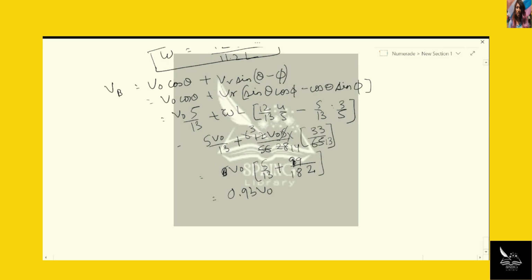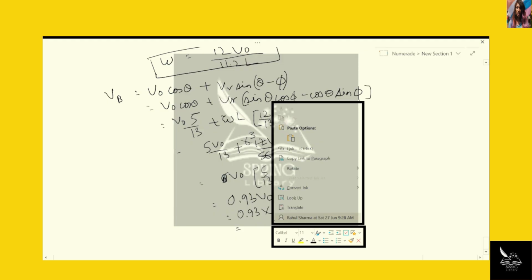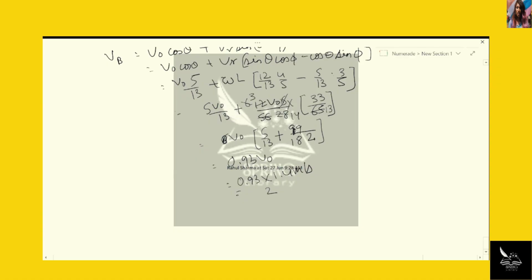Okay, so now we have both our numbers. So V naught is 1.4, so 0.93 times 1.4 meters per second. So this will be 14 3s are 42, and then 14 9s are 126. 126 plus 4 is 130, and then decimals after 3 places, so it's 1.302 meters per second. That's our VB.